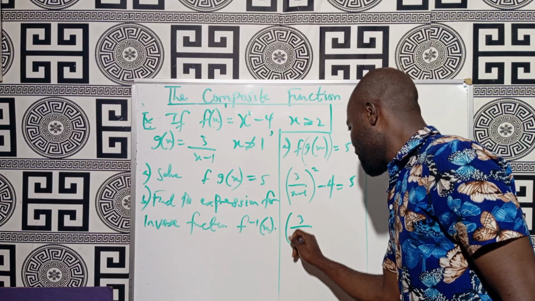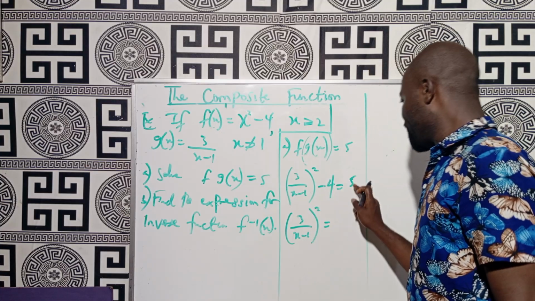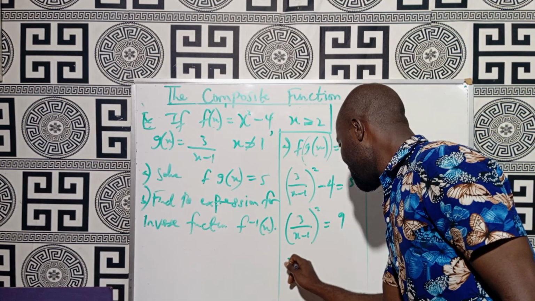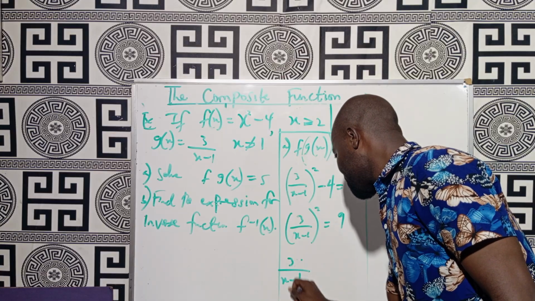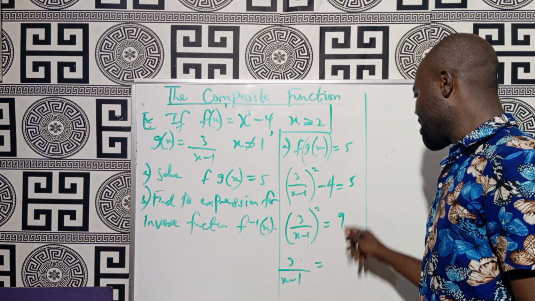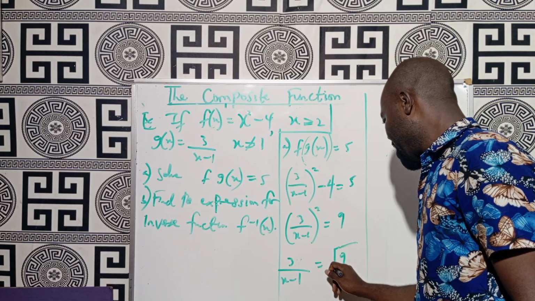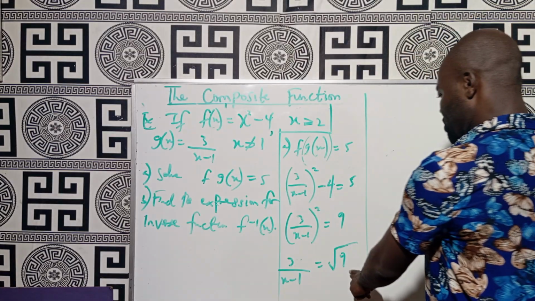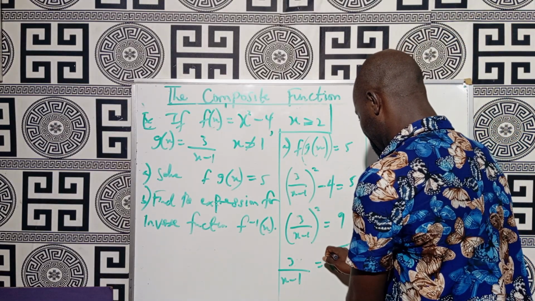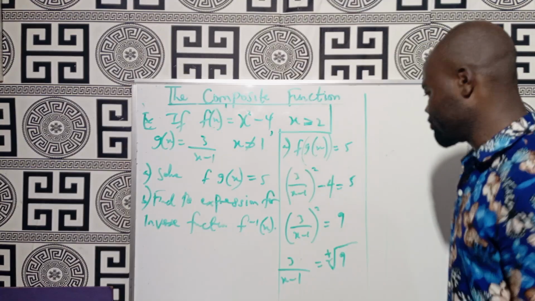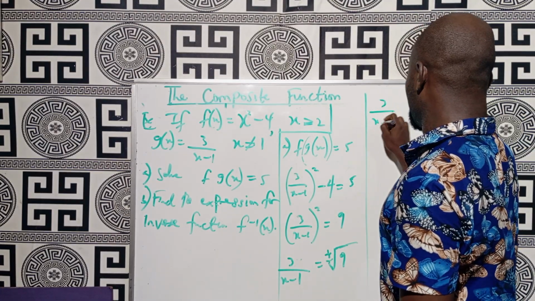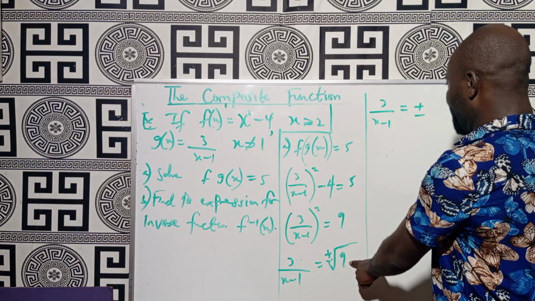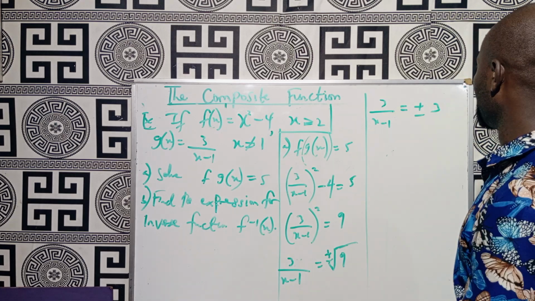(3/(x-1))^2 = 5 + 4, and 5 plus 4 is 9. So I have (3/(x-1))^2 = 9. Then when this square comes here, it turns to the square root of 9. Don't forget that the square root of 9 means plus or minus. So 3 all over x minus 1 equals plus or minus the square root of 9, which is 3.